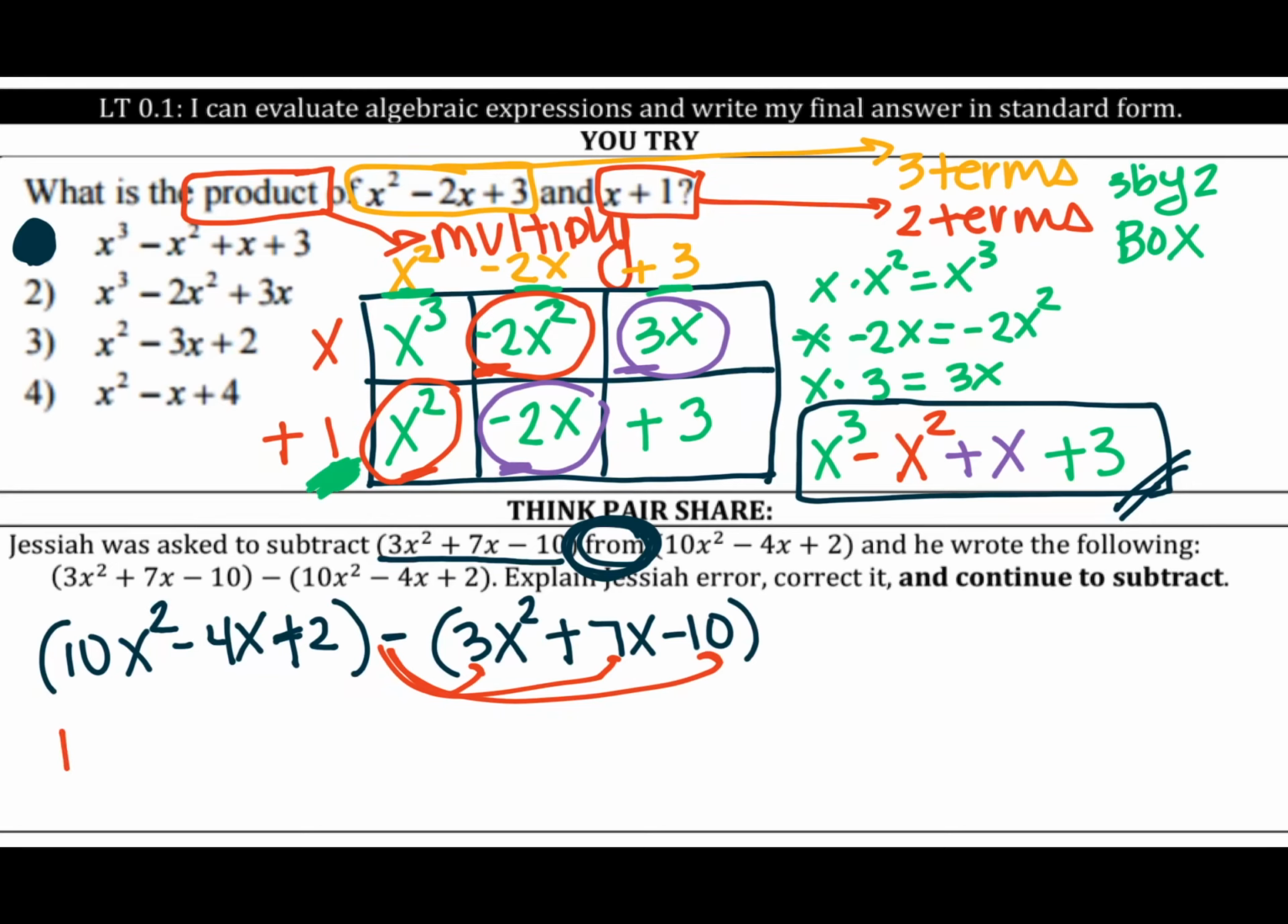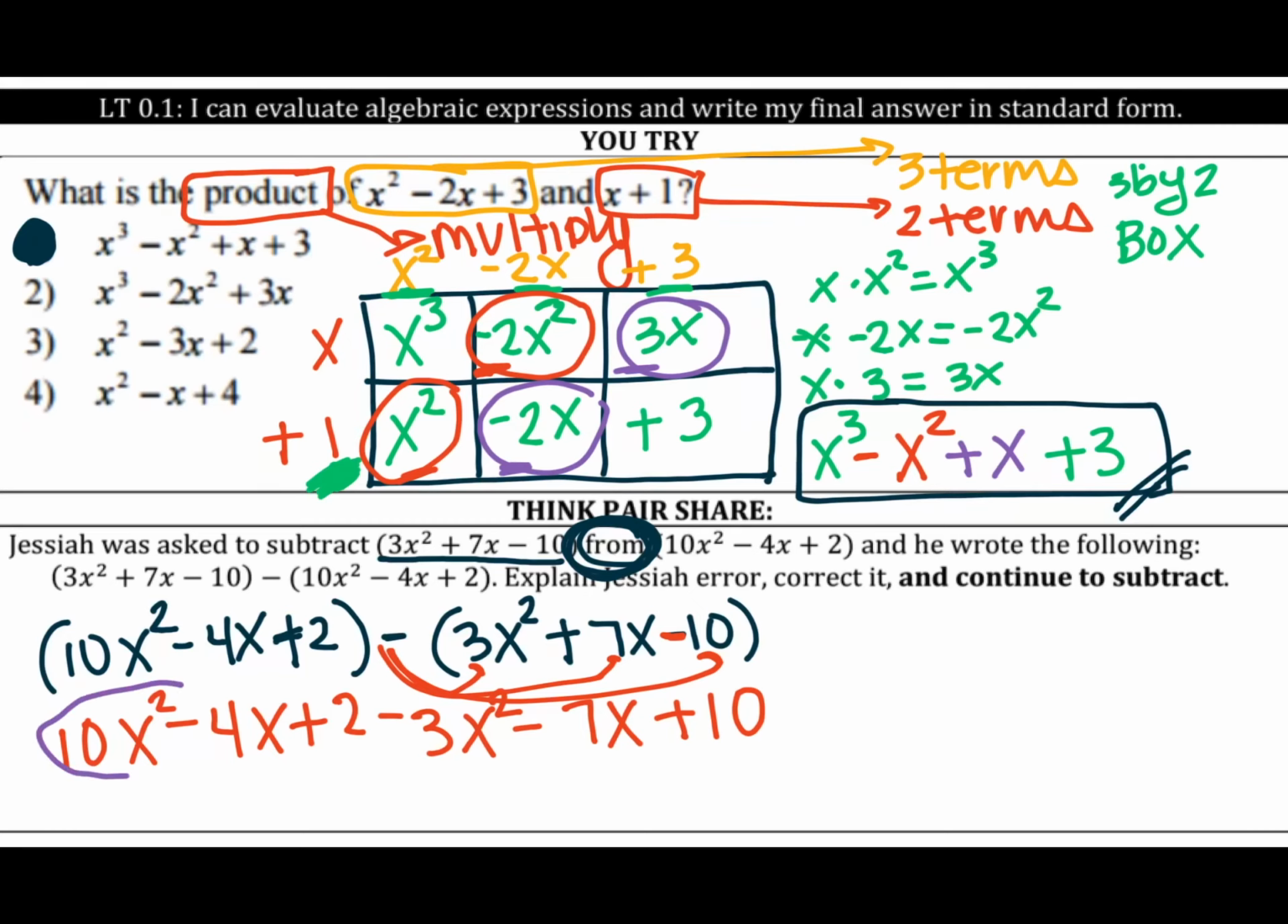We start with the 10x squared minus 4x plus 2. And now we're going to subtract the 3x squared. We're going to subtract the 7x. And we're subtracting a negative 10. So this will become a plus 10. And now we can combine our like terms.